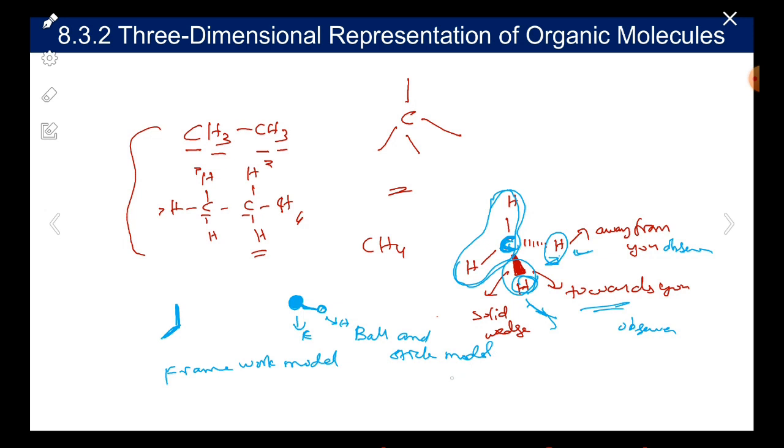And there are some other models where you have the ball similar to the previous one, and the other atoms are simply attached to it. They won't indicate the bond by a stick. This is called the space filling model. So these kinds of representations are possible for you to write the organic molecule in three-dimensional space. So with this we will end this lecture.